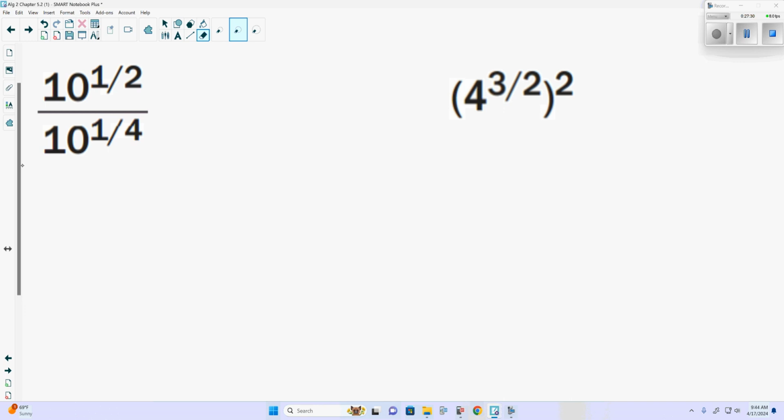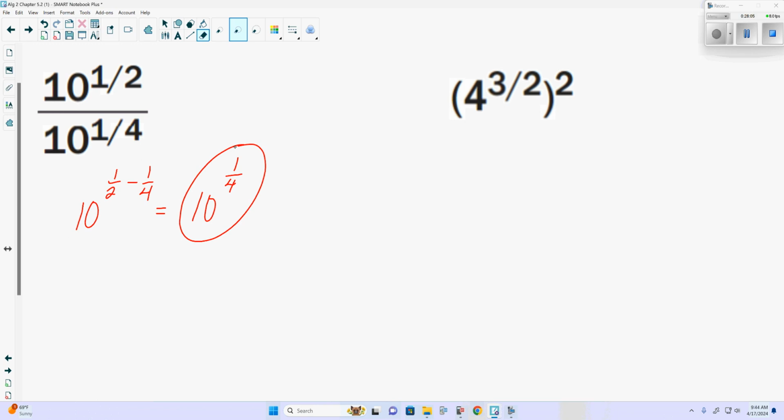Now our 10 to the 1/2 over 10 to the 1/4, when we divide like bases, we subtract the exponents. So 1/2 minus 1/4 gives us 10 to the 1/4. And that's actually as far as it goes. Because for us to have a power of 10 simplified, it would have to be 10,000. So the 1/4 would be 10.